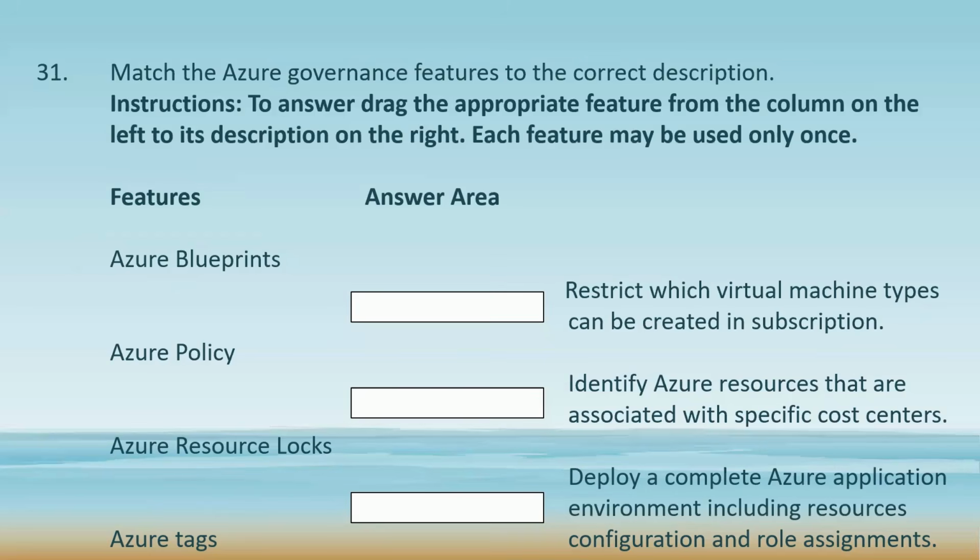And the statements in the answer area are: restrict which virtual machine types can be created in a subscription, identify Azure resources that are associated with specific cost centers, and deploy a complete Azure application environment, including resources, configuration, and role assignments. Now, I would like to give you a pause here on this video and try to think of the answers.